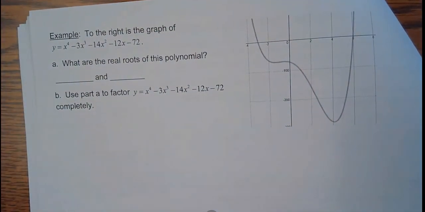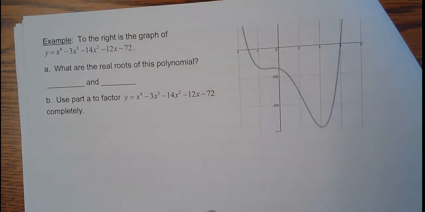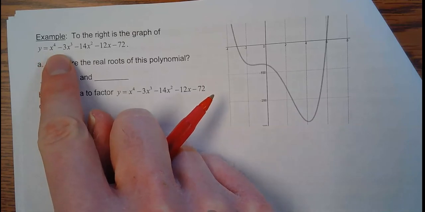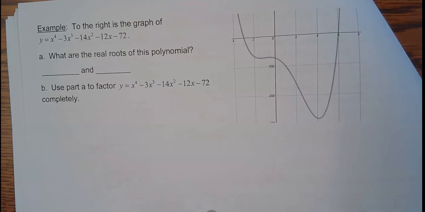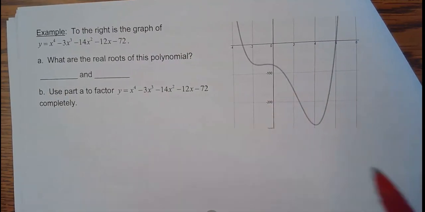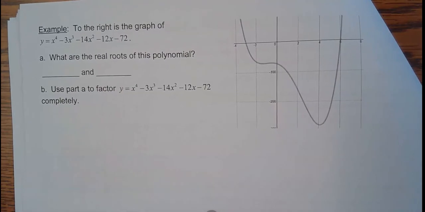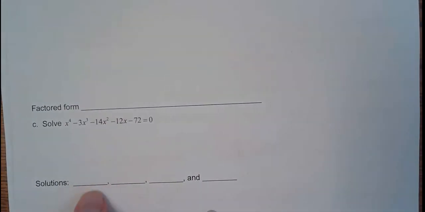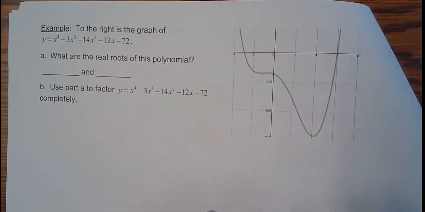Let's flip this guy over. It says that to the right, there is a graph. And this is a quartic, so it means there's 4 roots in there. They may not all be real, which if I look at the graph, how many times does it cross the x-axis? Just 2 times. That means there's 2 real roots, and the other 2 are not real. They're not actually there on the graph, but there are imaginary roots. So there's going to be 2 real ones and 2 imaginary ones.